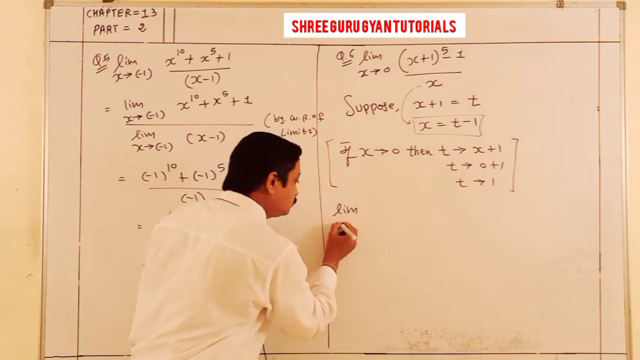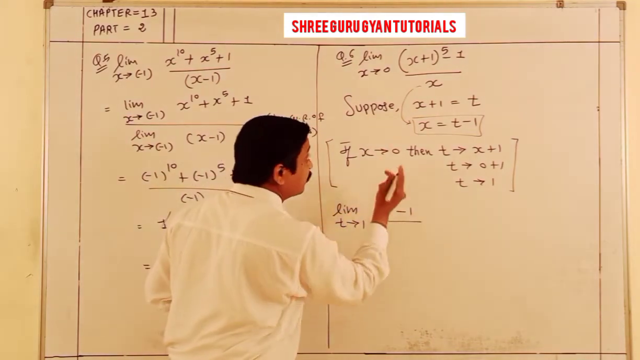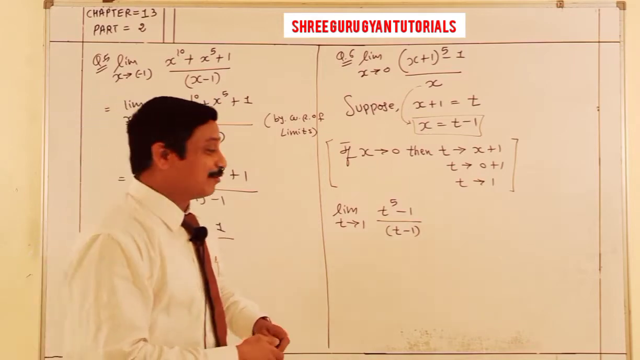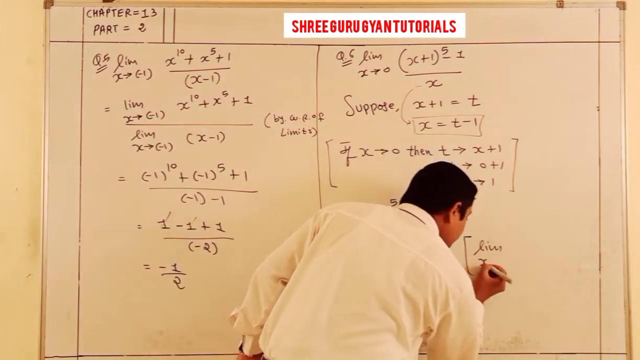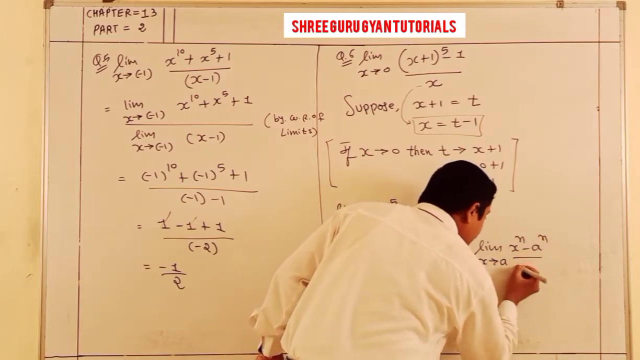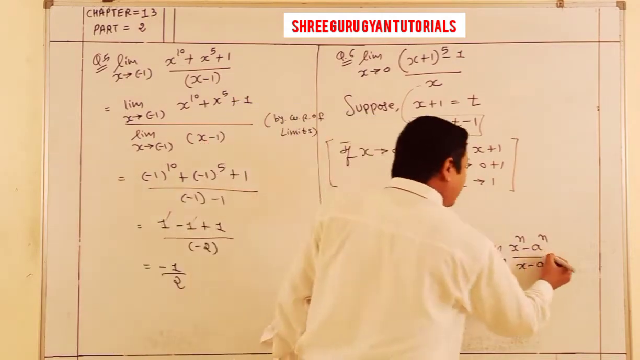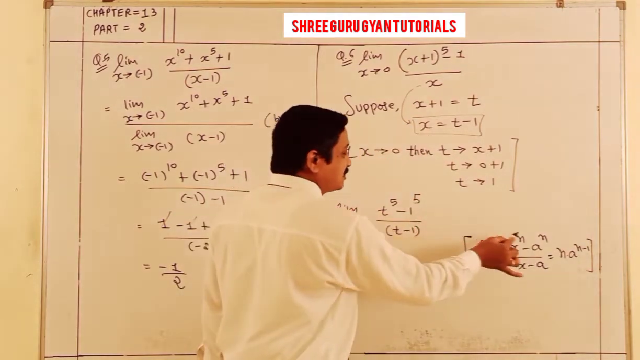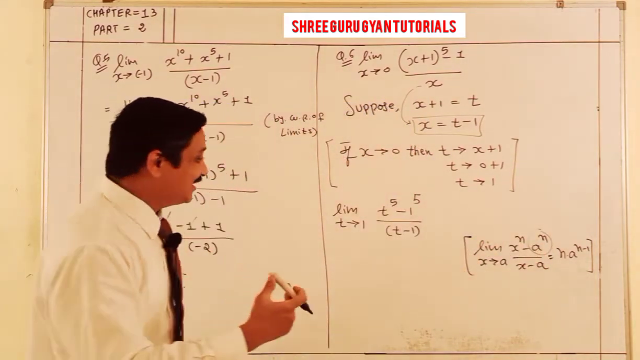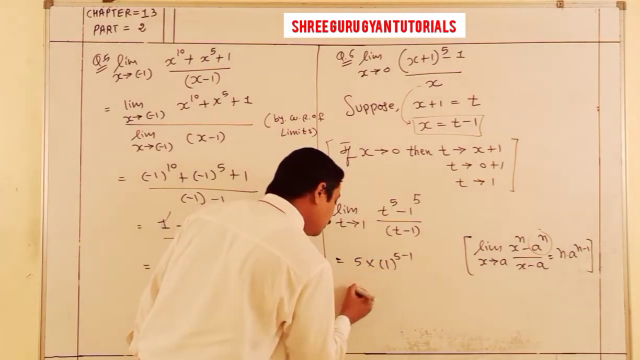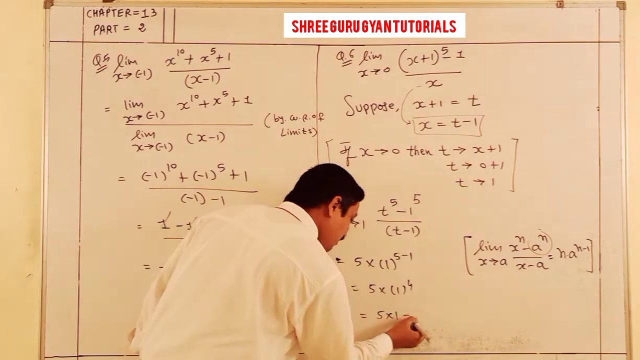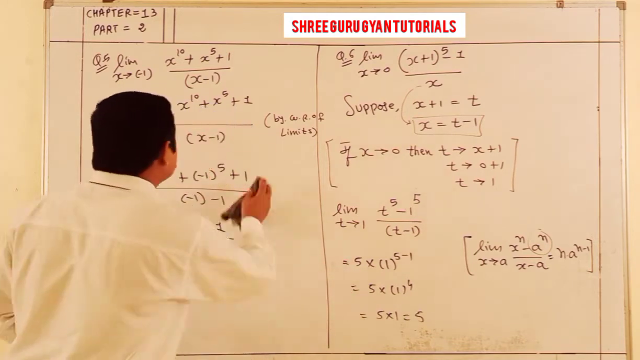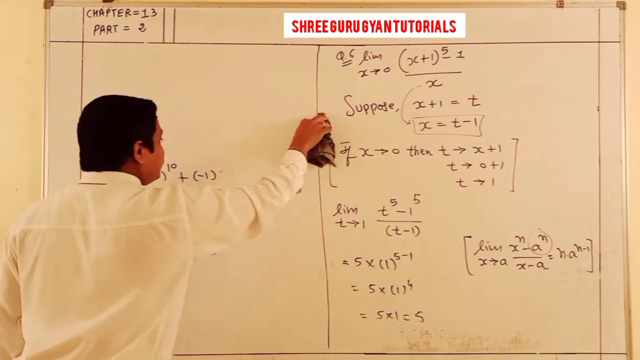So your limit t tends to 1 is t raised to 5 minus 1, and what is the x? t minus 1. And this formula I already explained in the previous part students. The formula is limit x tends to a of x raised to n minus a raised to n, by x minus a, is equal to n a raised to n minus 1. So the same here, a is 1 and n is 5. So my answer is 5 times 1 raised to 5 minus 1, which is 1 into 5. Your overall answer is only and only 5. Now continue, question number 7. Very easy numerical.